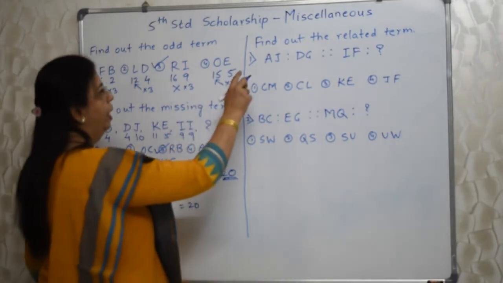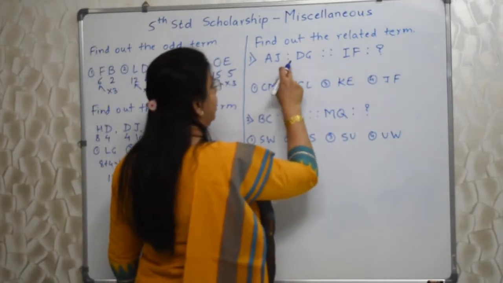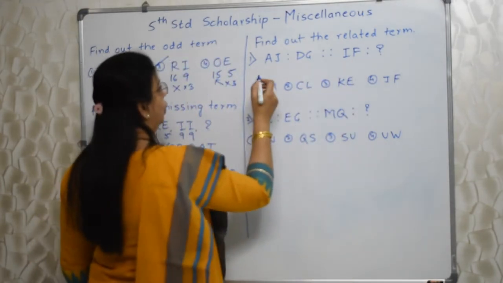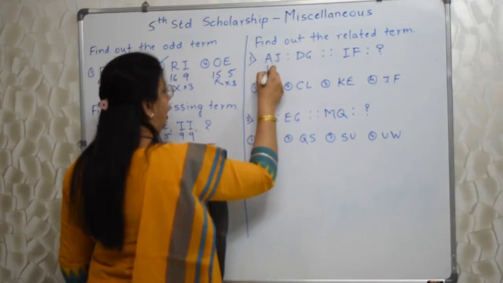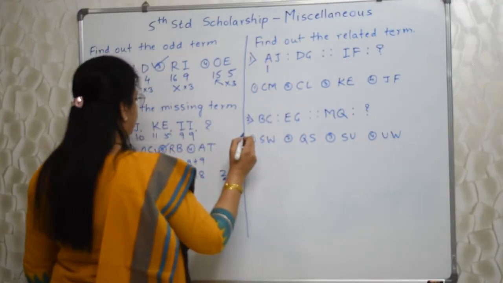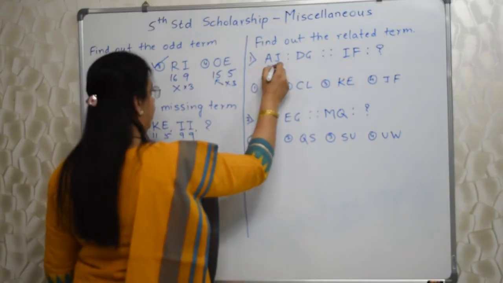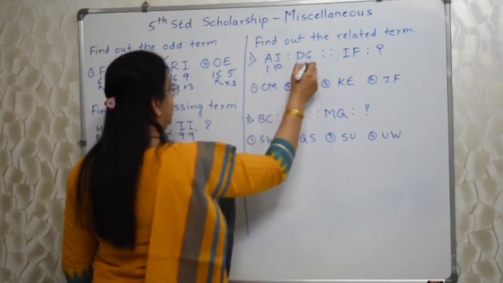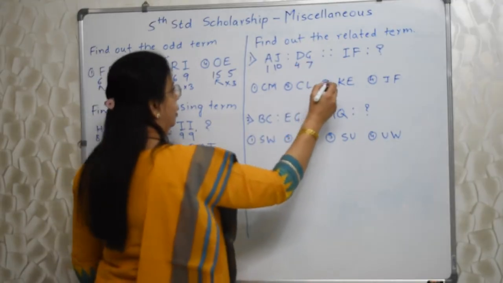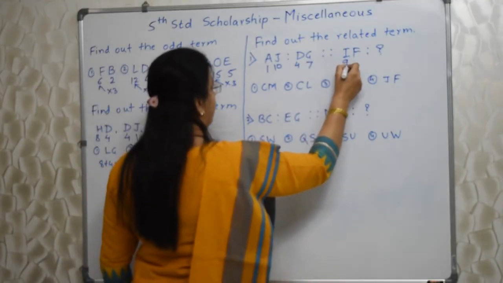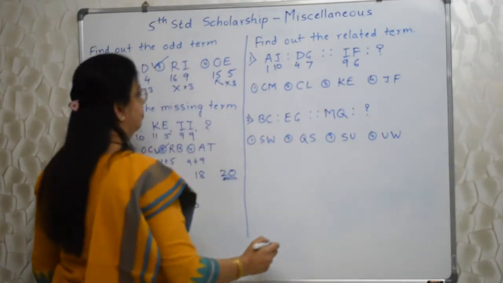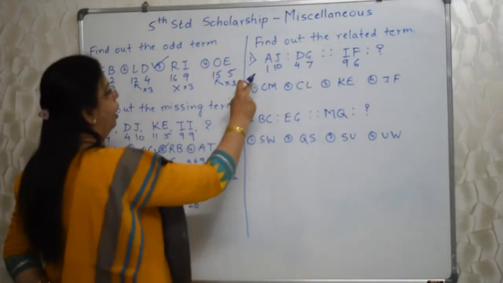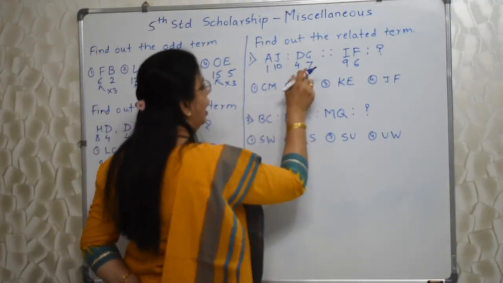Now here, next one. Find out the related term. AJ is DG, IF is what? Write down the roll numbers. A is 1, J is 10, D is 4 and G is 7, I is 9, F is 6. Then what is the relationship? 1, 10, 4, 7. Are they related?